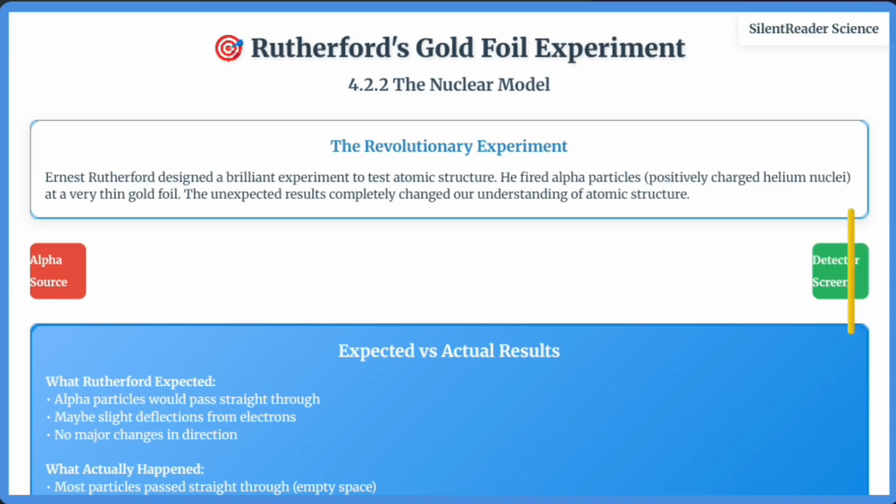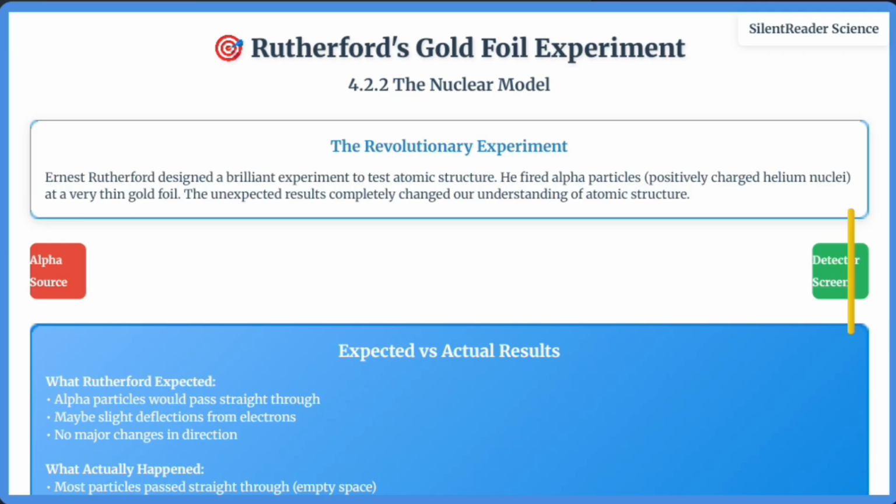Now we come to one of the most famous experiments in science history, Rutherford's gold foil experiment. Ernest Rutherford wanted to test Thomson's model by firing alpha particles at a very thin gold foil. Alpha particles are positively charged helium nuclei. Rutherford expected them to pass straight through with minor deflections. But the results were shocking. Most particles passed straight through, some were slightly deflected, and a few bounced straight back. Rutherford said it was as incredible as if you fired a cannonball at tissue paper and it came back and hit you.